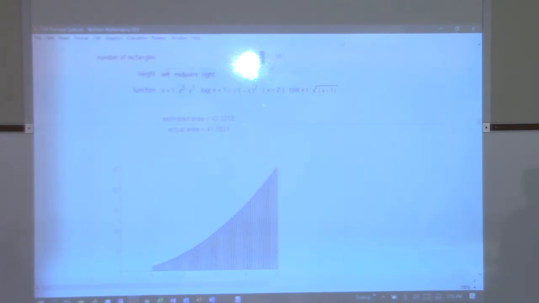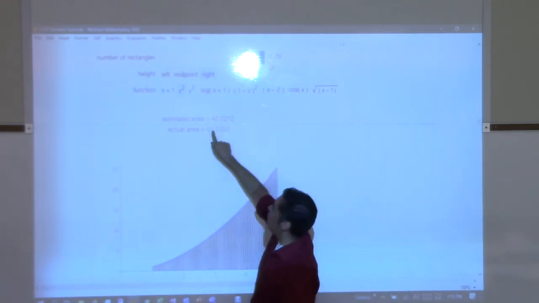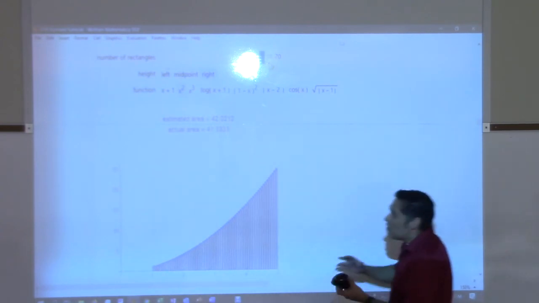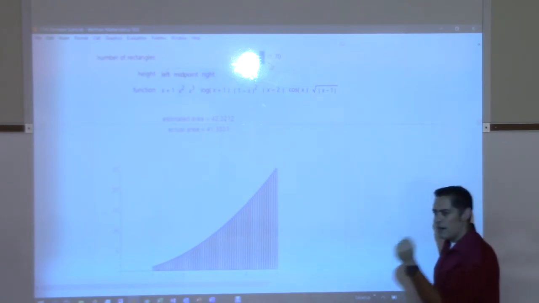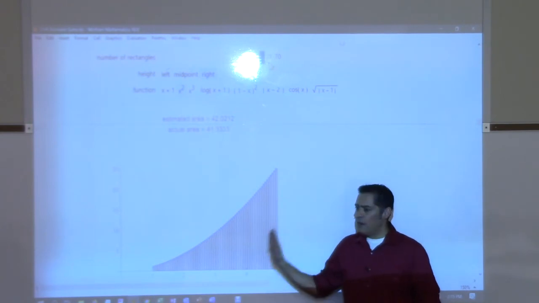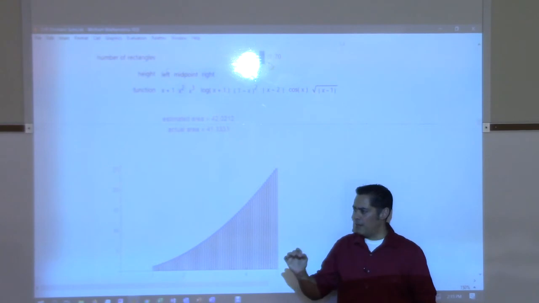There's 70 rectangles. Look, even with 70 rectangles, we're still off by quite a bit, aren't we? Right? I mean, that's 41, 42. We're still off. I mean, it's relative, right? So how could we get the actual area, the exact area, if we could somehow let the number of rectangles go to infinity, right? Have an infinite number of rectangles.